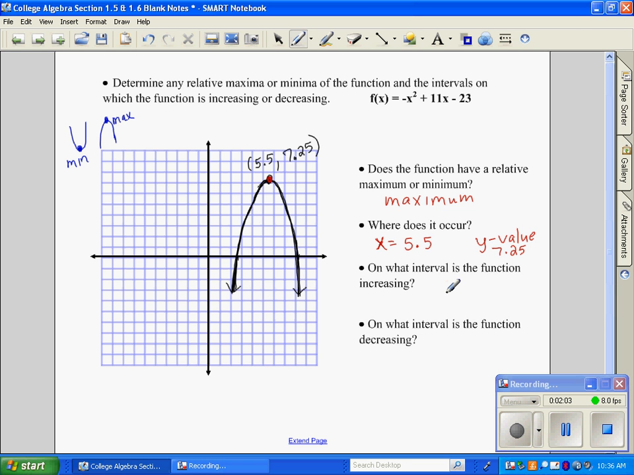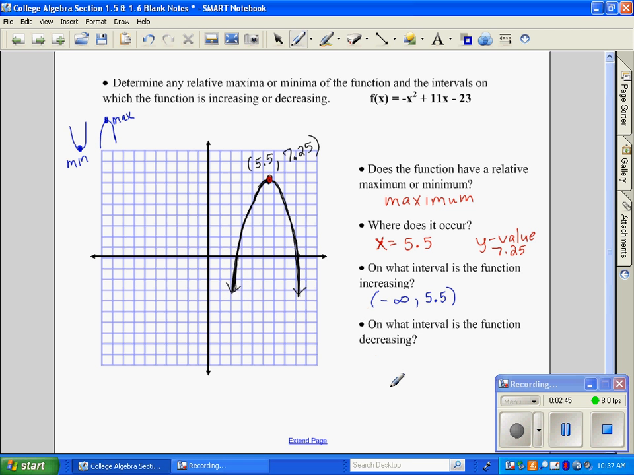It says on what interval is the function increasing. So I want to know as I read left to right, where is it going up? If I start here and I go left to right, it goes up all the way into this point. So I need to describe from here to here using my x values. So negative infinity, and it increases, goes up all the way till I get right here. So it stops when x is 5.5. And I can never use brackets. I have to always use parentheses when doing intervals of increasing and decreasing.